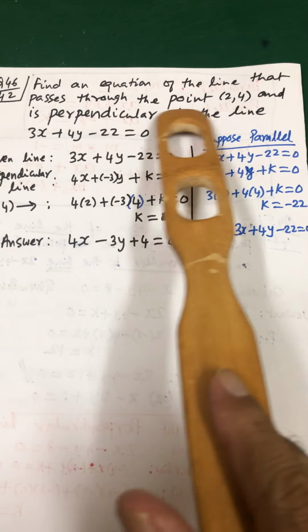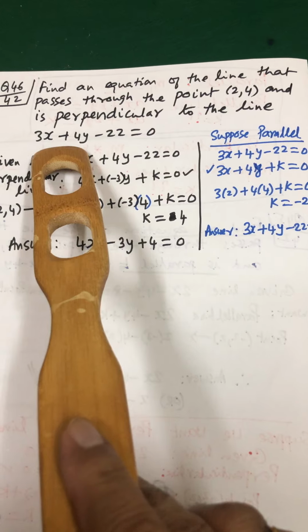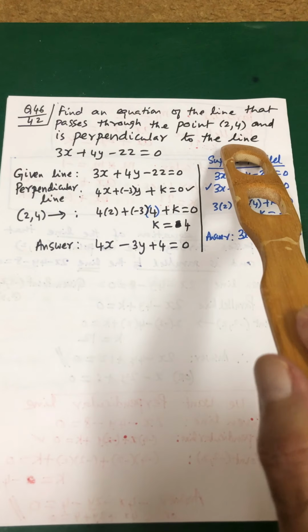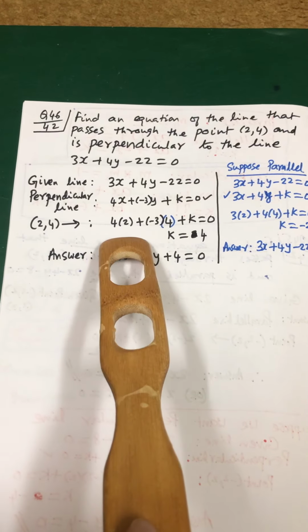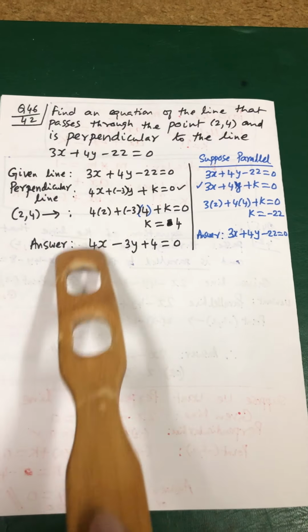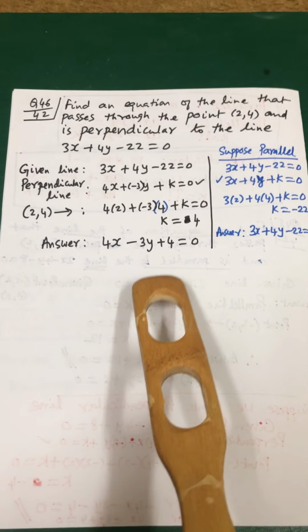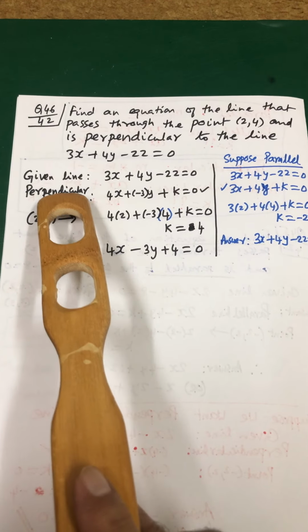So what is the question? Find the equation of the line that passes through the point 2, 4 and is perpendicular to the line. So what you have to find? Perpendicular. But I am doing both together, one side perpendicular, one side parallel, to remember everything. Now first I am finding out the perpendicular.